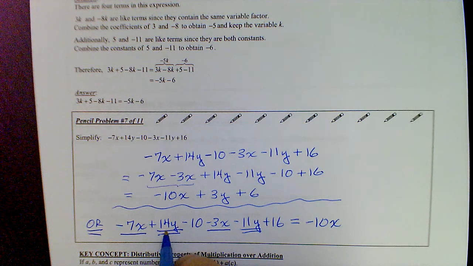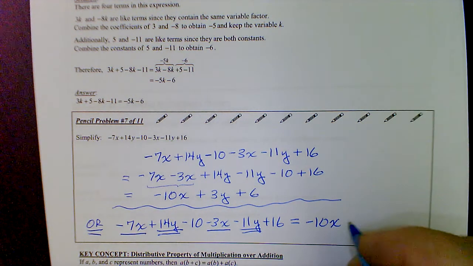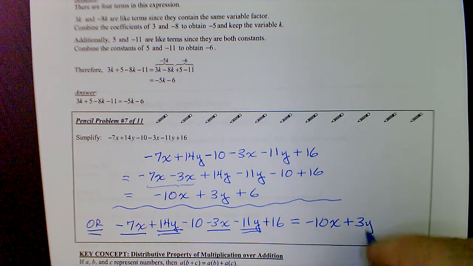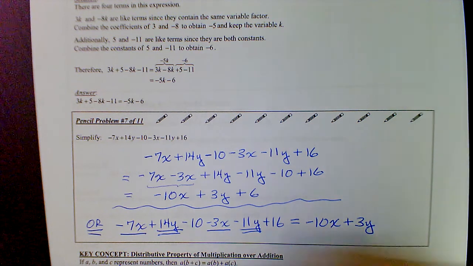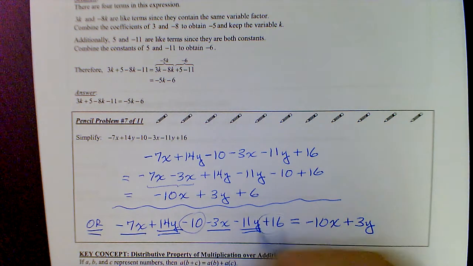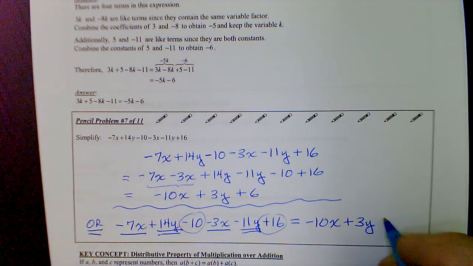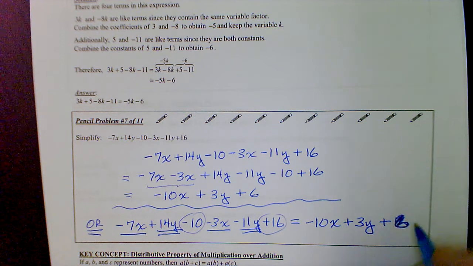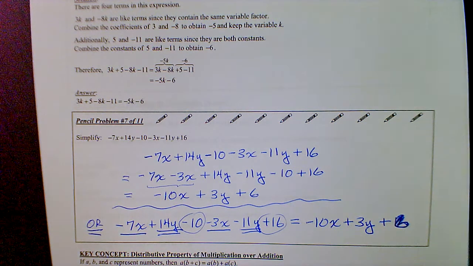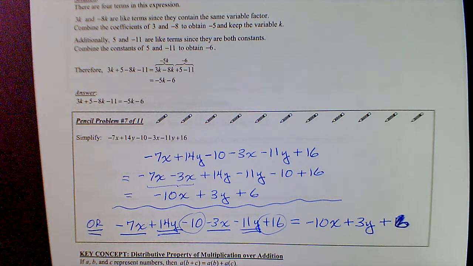We have positive 14 minus 11, which is 3, positive, so make sure you separate the terms with a plus or minus. And we carry along the y's, and then maybe I'll circle the numbers. Negative 10 and positive 16 combined to give positive 6. Okay, so either way, I'm going to use the underlining method in the future.